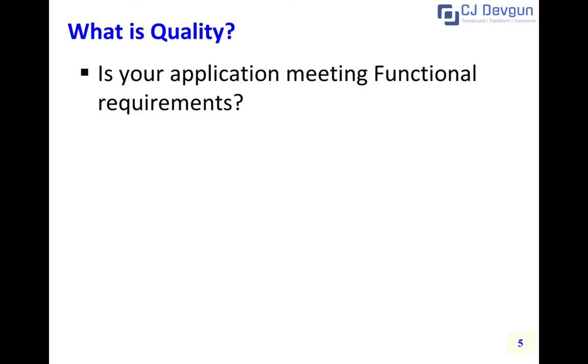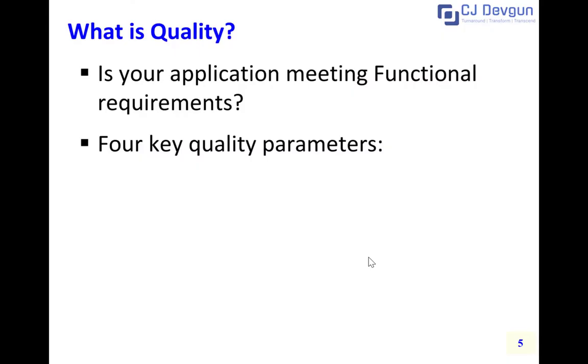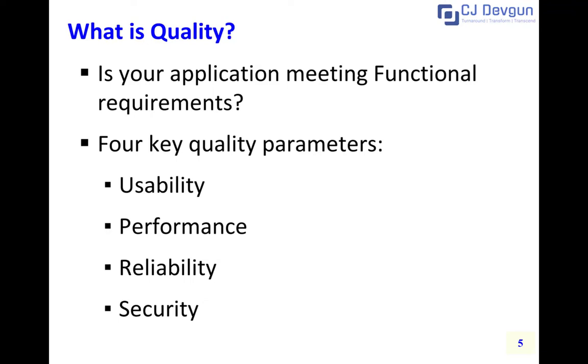So what is quality? Quality means, is your application functioning as specified in the user stories? So how do we measure quality? How do we know that your application is functioning as designed? There are multiple parameters that you can use to measure quality, but for purposes of our session today, we are going to focus on 4 parameters. Number 1, usability, number 2, performance, number 3, reliability, and number 4 is security.